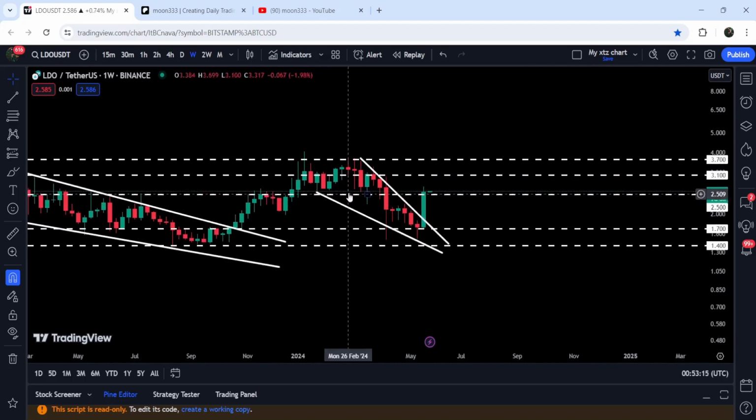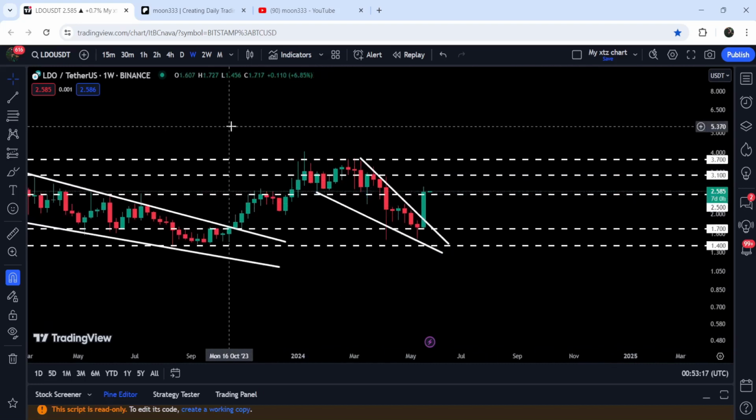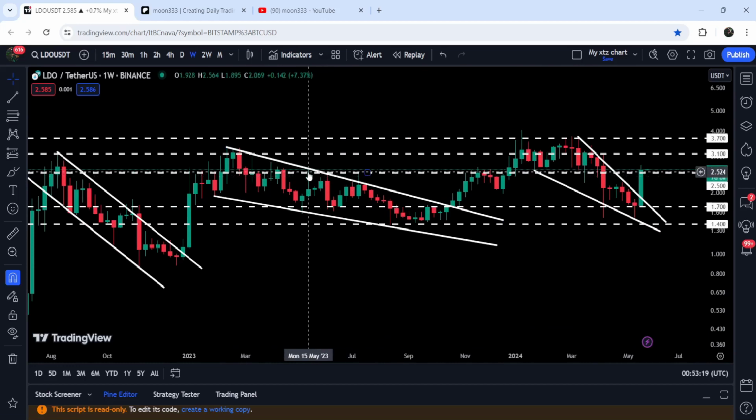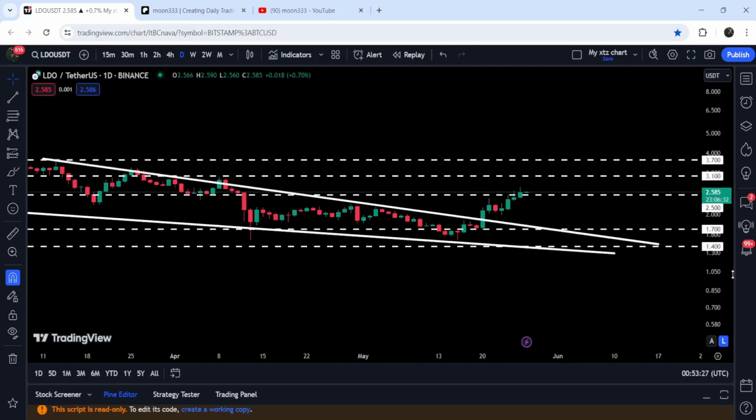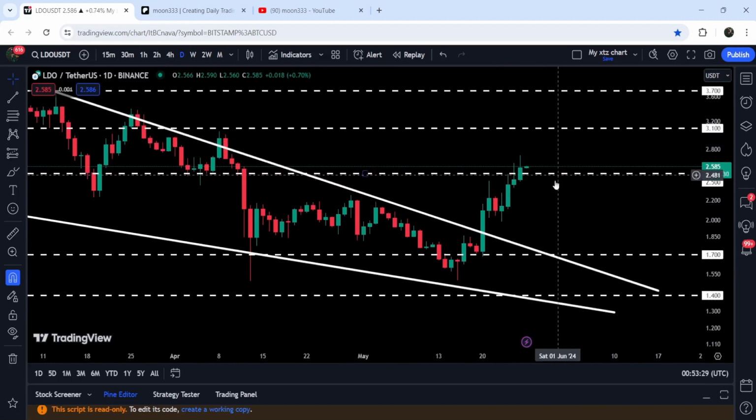$2.50. And this resistance has previously worked as support here, resistance here, and resistance here, and resistance here, and resistance here as well. And therefore, now it can again work as a support. If we take a look at the daily time frame chart, then you can see that it is moving slightly above this resistance of $2.50, moving here at $2.58.